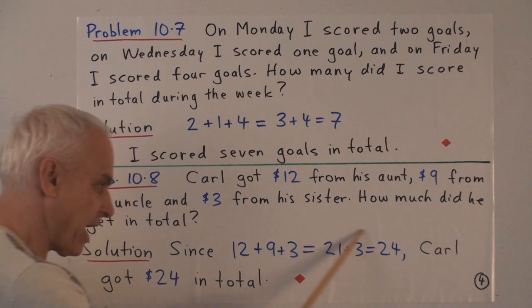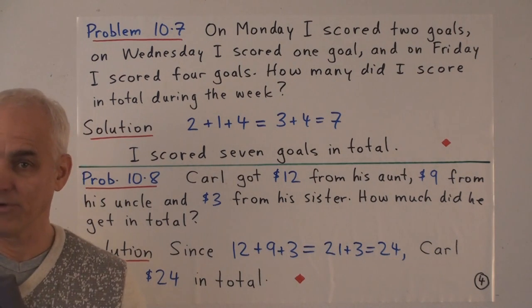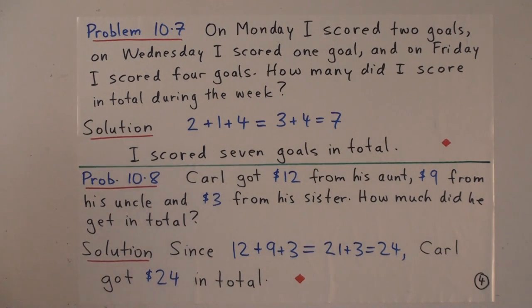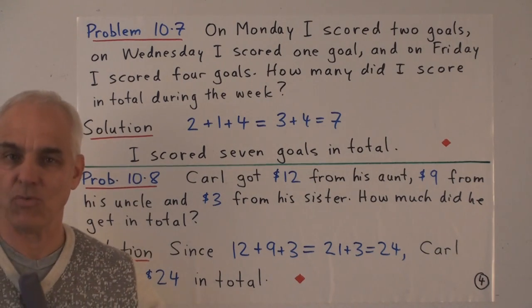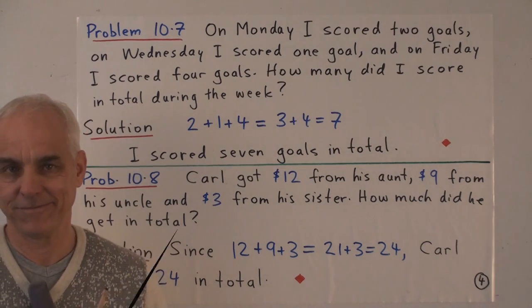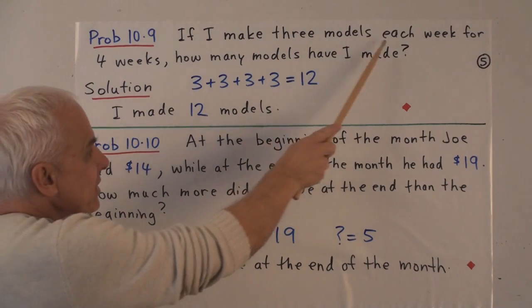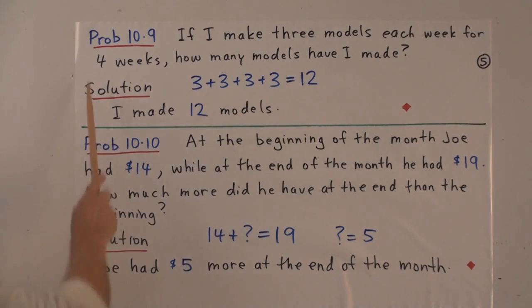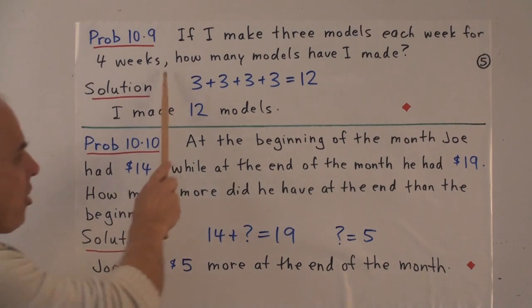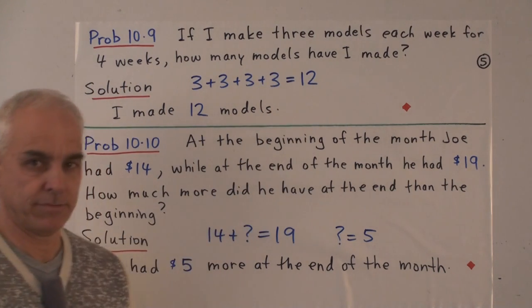The actual equation that I wrote down doesn't involve dollar signs directly. I introduce the dollar in the final answer. $24 in total, making sure that the units that I'm talking about correspond to the kinds of units that the question was asking about. Our 9th problem. If I make 3 models each week for 4 weeks, how many models have I made?